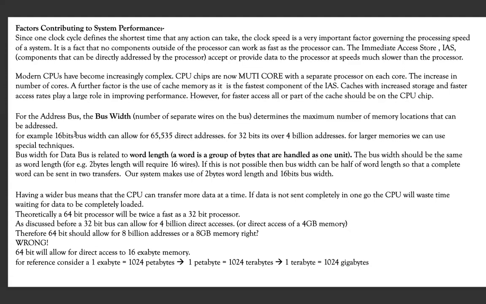For example, if we have a 16-bit bus, that means I can allow for 65,536 direct addresses. If I have a 32-bit address bus, I can access 4 billion memory addresses. For larger memories, we can use special techniques.